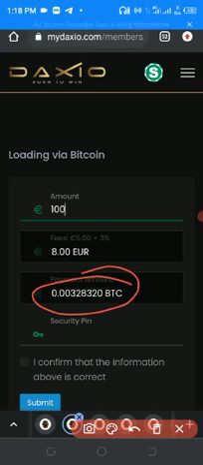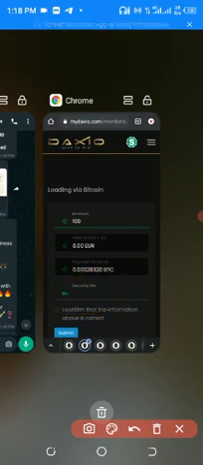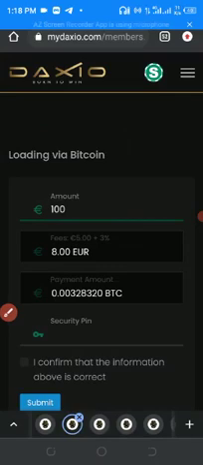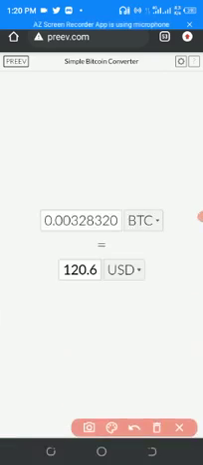So let's continue here. To know how much it is in Bitcoin, you can come here to find out. Come to brief.com. If you want to always know, you can always come here to find out how much it is in Bitcoin. Now remember, we have 0.00328,320 in Bitcoin.